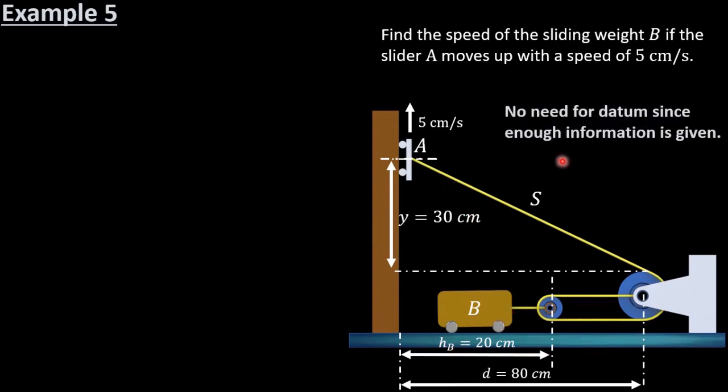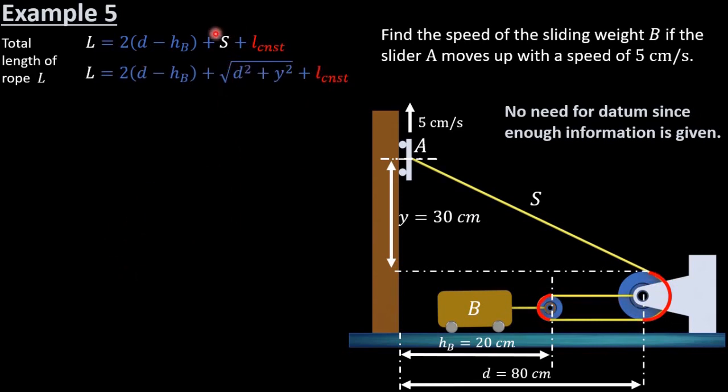So we don't need to do a datum for this. Okay, so there's our constant length here, and there's another constant length there. So the total length of the cable is going to be L, which is 2 times d minus h sub b. If we do d minus h sub b, we get this length here. And we've got 2 of those, so we multiply that by 2. Plus s, which is this length here. So from the slider A down to this point, that is the length S, plus the constant lengths, which is just that length on the pulley and this length here. Okay, so that is the total length of the cable.